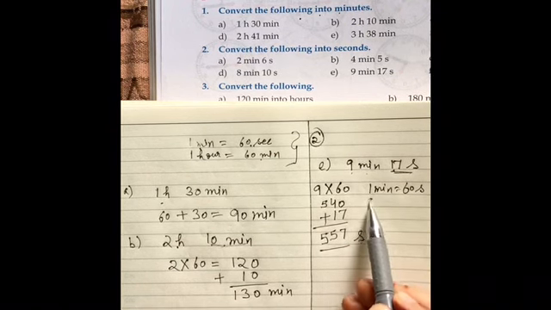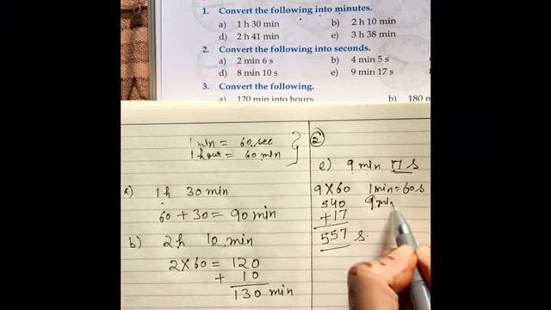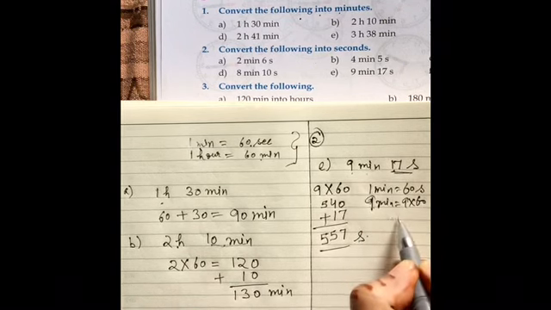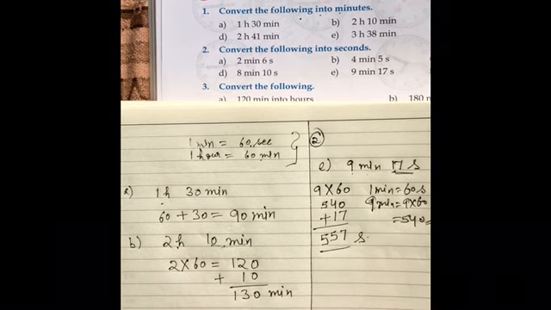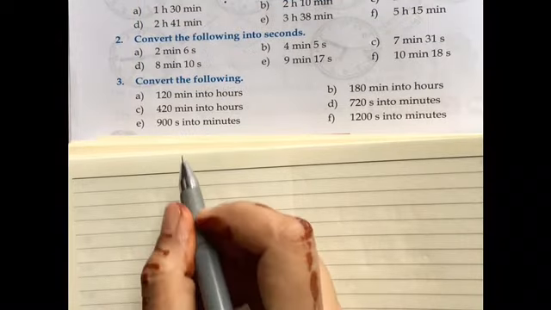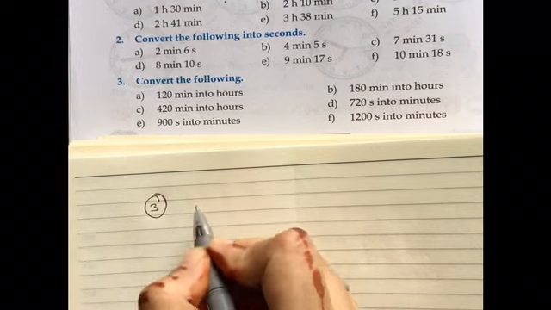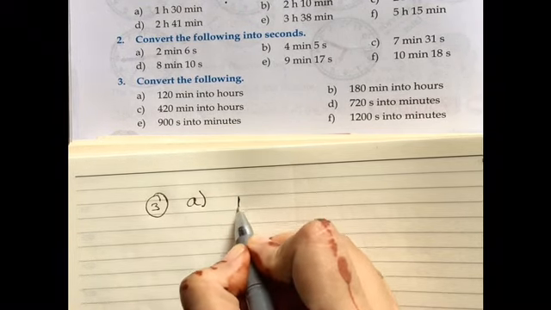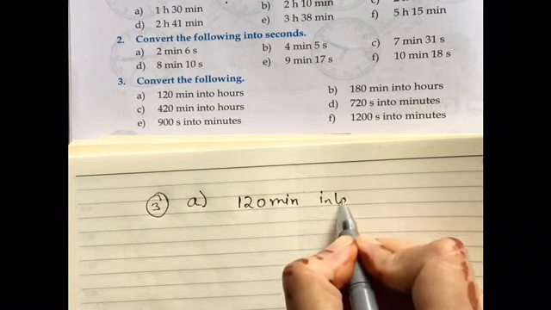So 9 minutes will be 9 multiplied by 60, which is equal to 540 seconds. This way you have to do it. So simple conversion. Now question number 3. Convert the following. Let's take up A. 120 minutes into hours.